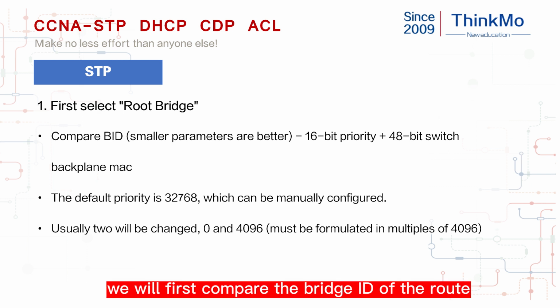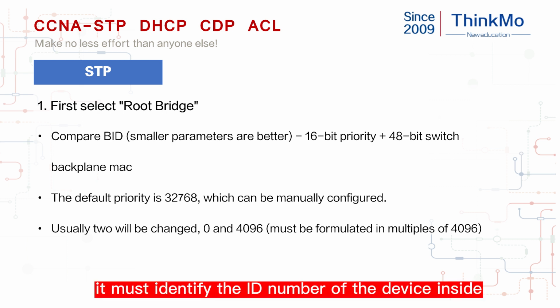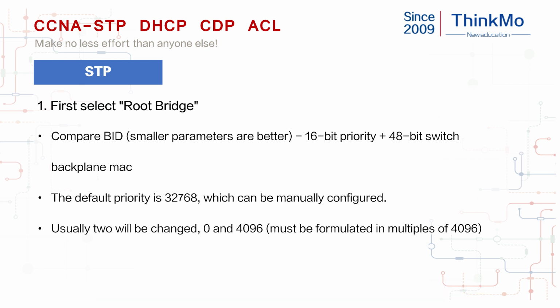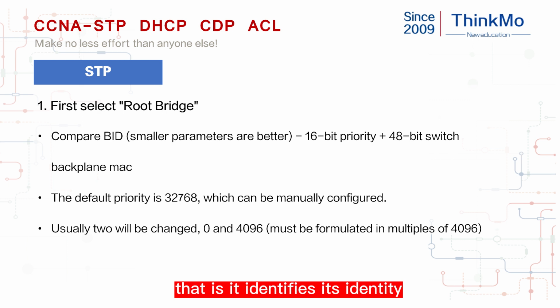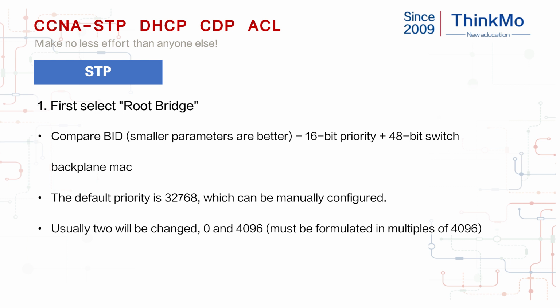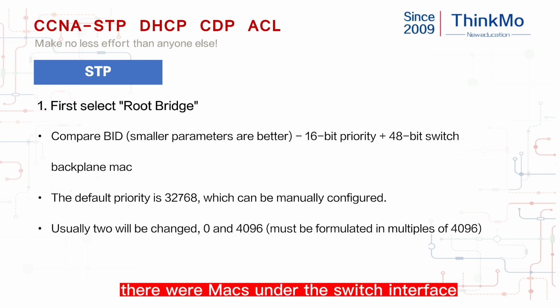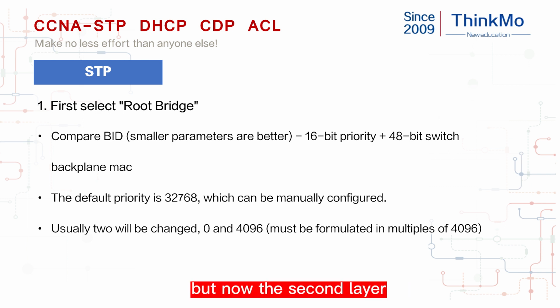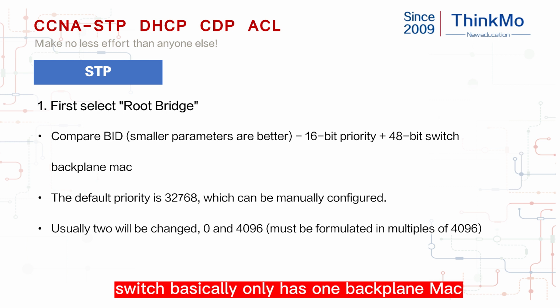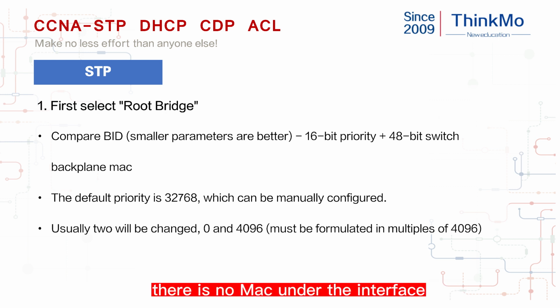We will first compare the bridge ID of the root. So what does this parameter consist of? It must identify the ID number of the device inside, that is, it identifies its identity. So what is its composition? It is a 16-bit priority plus a 48-bit switch backplane MAC. Now many switches have no MAC address under the interface. In the early days, there were MACs under the switch interface. Each manufacturer is different. But now the second layer switch basically only has one backplane MAC. There is no MAC under the interface.